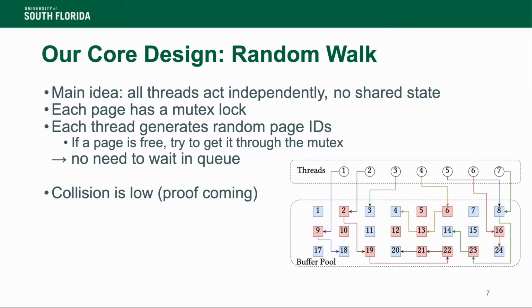This figure shows an example of how 7 parallel threads get their free pages. Here the blue squares represent free pages and the red ones represent occupied pages. Each thread repetitively generates random page IDs until it finds a free page. If more than one thread selects a page at the same time, one of them can acquire the page through an atomic operation while the others continue their search without waiting. And we will prove that the chance of this collision is low.